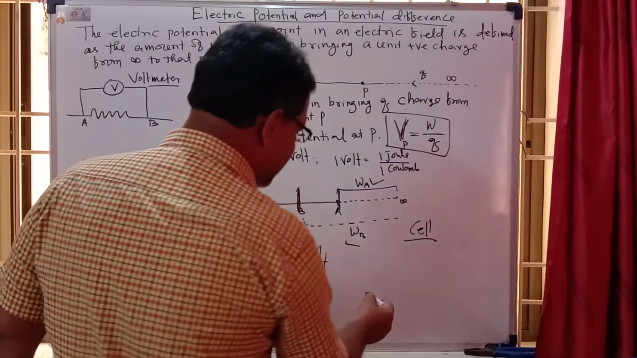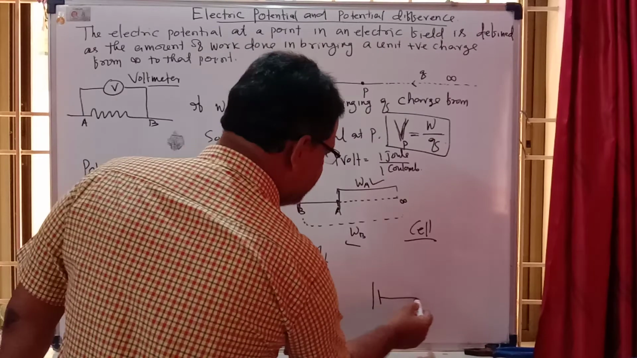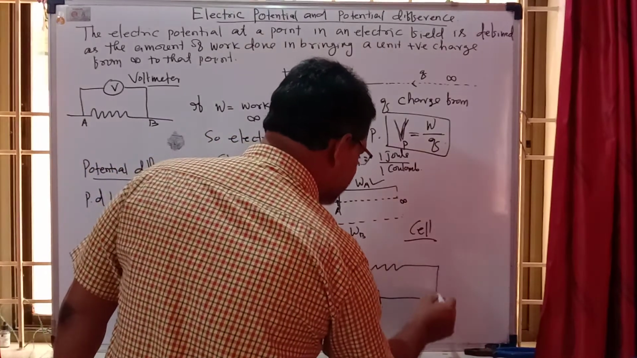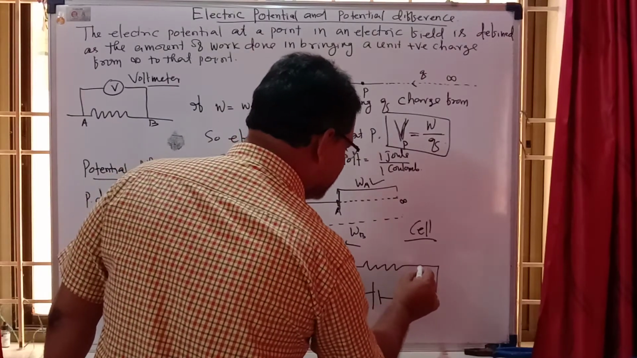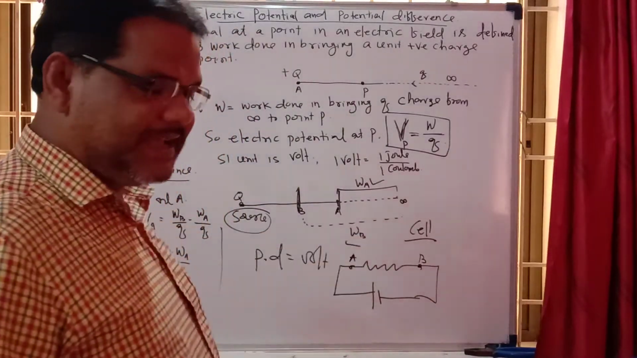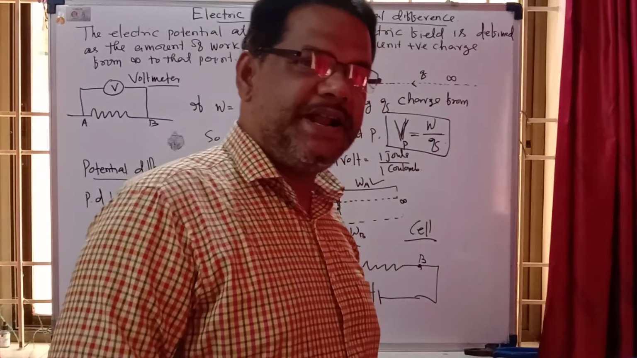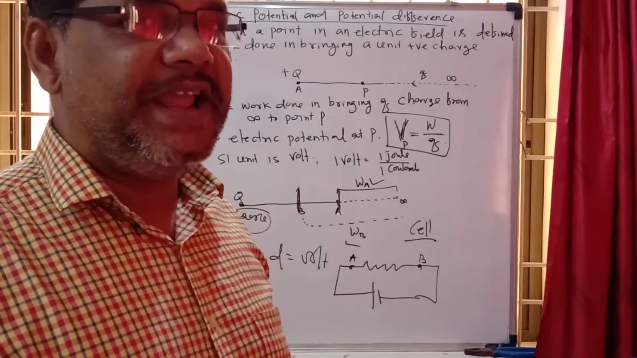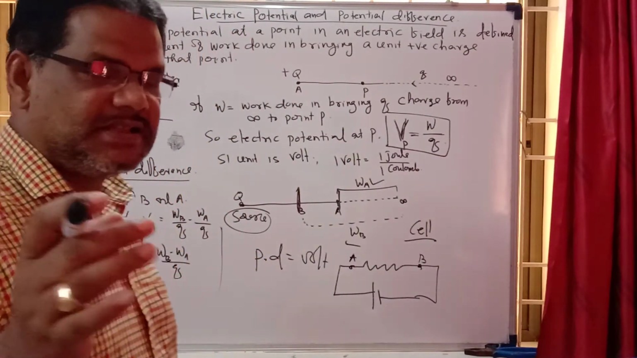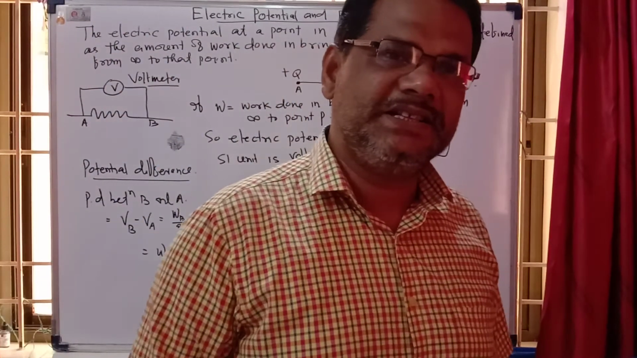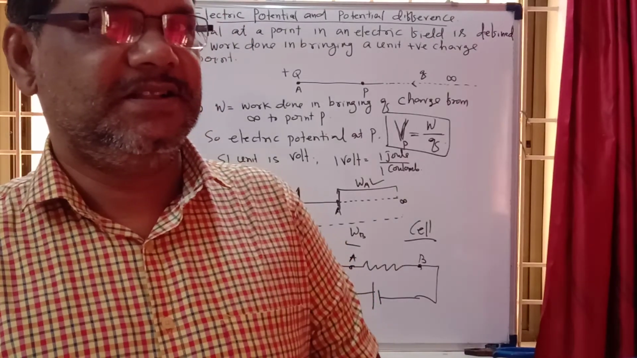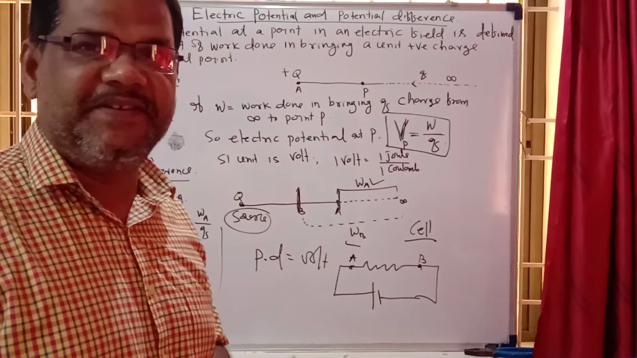Suppose you connect the cell here. This is the cell or battery, and the conductor is like that. So between the two points A and B, you get the potential difference maintained across the conductor. The cell is providing or maintaining the PD across the two ends of the conductor. The important thing is that potential and potential difference are responsible for producing current through the conductor. This is all about the potential and potential difference. Thank you.